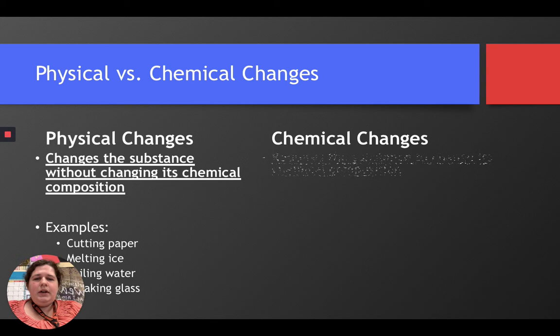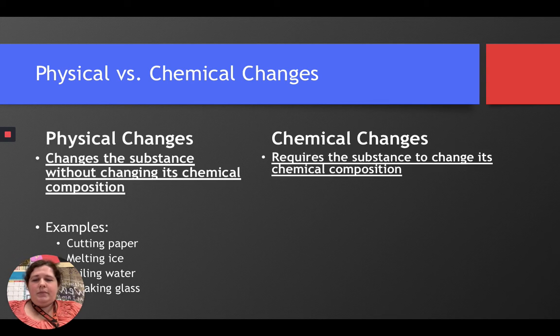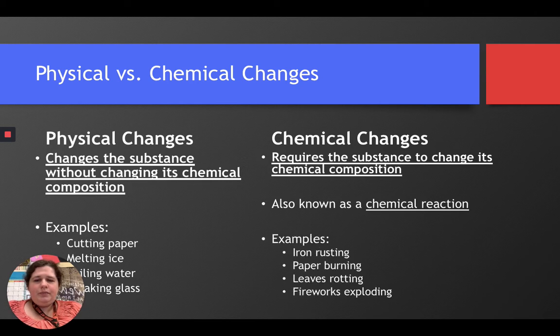Chemical changes, on the other hand, you actually have to change the chemical composition of a substance. This is also known as a chemical reaction. So this is where you are actually changing the compound or molecule. So rusting, burning, rotting, exploding, those are all examples of things that you're actually changing the molecules or compounds. They are no longer the same as what they once were. You actually change the substance.